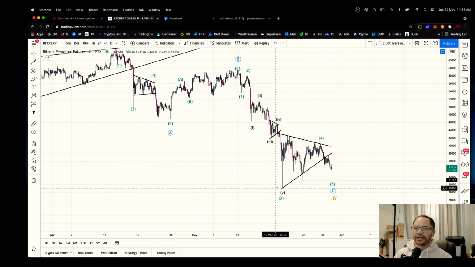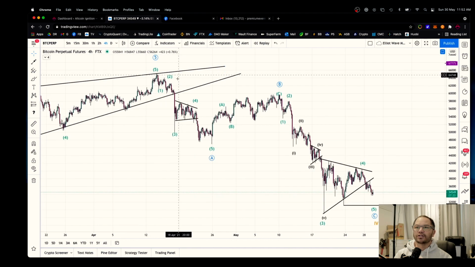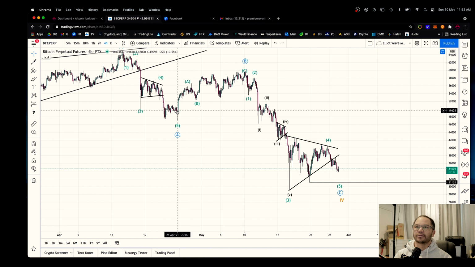A triangle is what you usually see in a fourth wave. Okay, so you've got a triangle here, 1, 2, 3, 4, triangle, 5, and then a correction. Up here we've got the same thing, 1, 2, 3, 4, we get a triangle, 5, and then we get a correction.